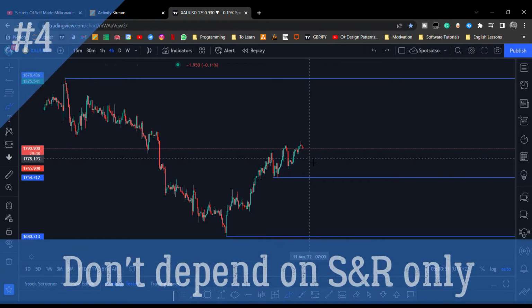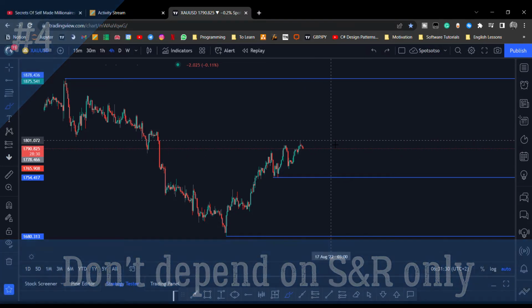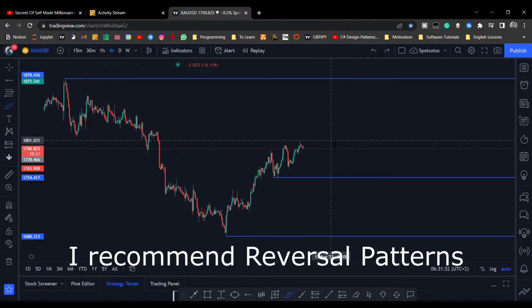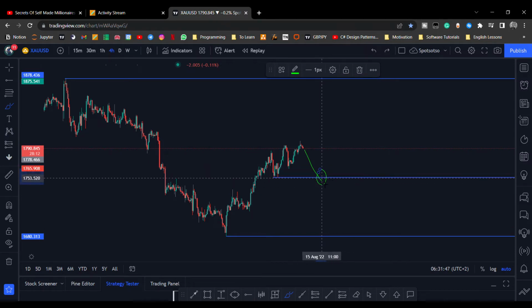And this brings me to the fourth tip, which says that you should combine support and resistance with another trading tool. So I recommend that you study your reversal patterns so that when price comes here, you know what to look for when it touches here. And that's gonna give you an indication whether price is gonna break out or is gonna bounce or whatever it's gonna do.